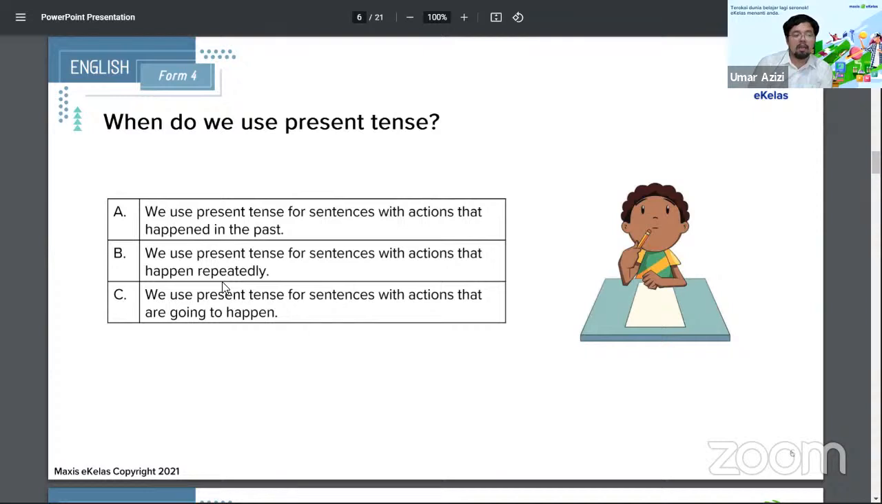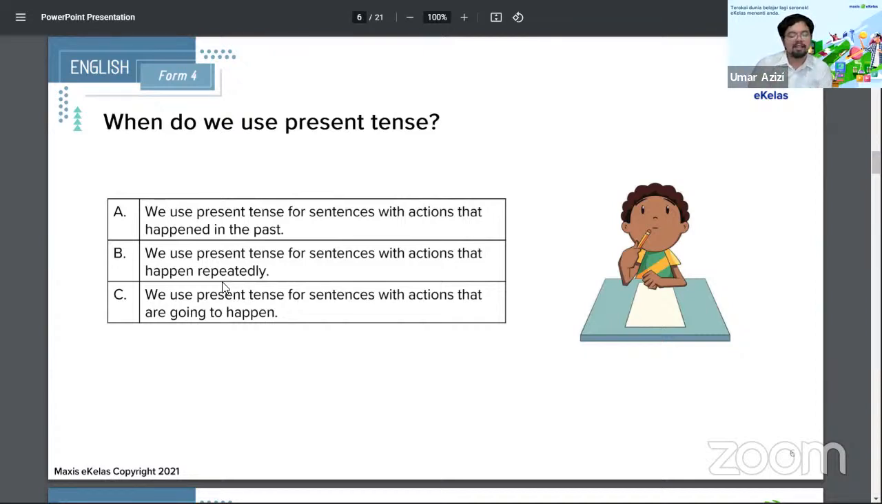Again, A, happened in the past. Is that really a present tense? B, happens repeatedly. And C, things that are going to happen. There were 3 options of tenses. It was past, present, future. Which one do you think fits present?